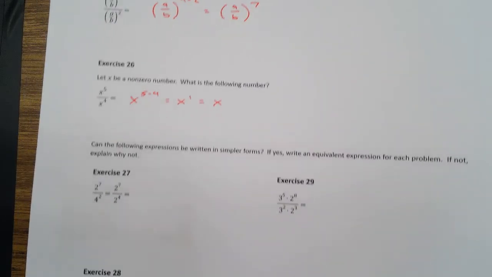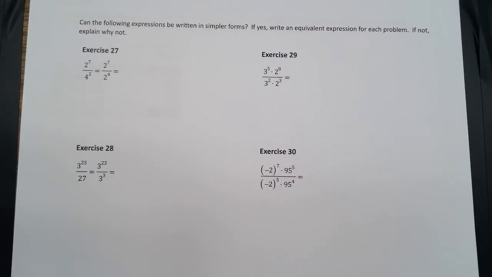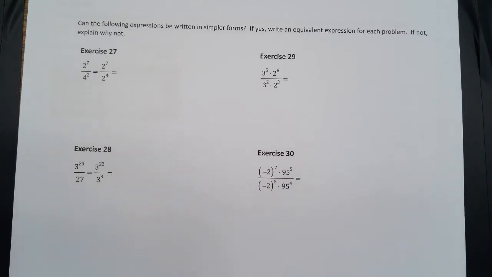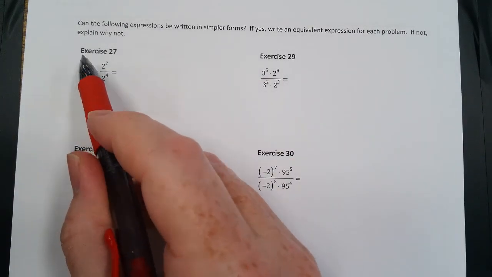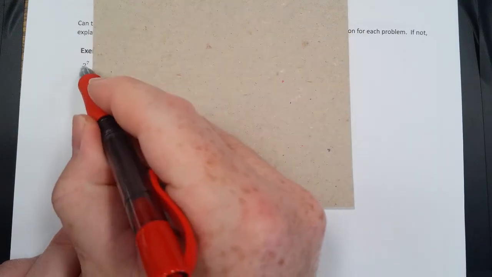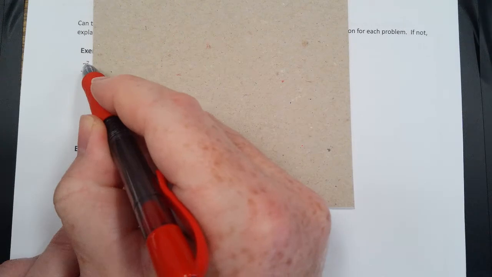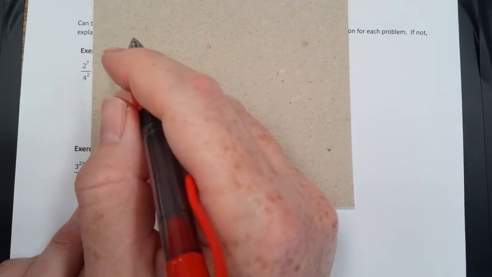Now, the next 4 exercises are a little bit tricky because they are showing you how to combine bases that don't look the same at first. Like in exercise 27, 2 to the 7th divided by 4 squared. The first thing you're going to say is, Mr. Baylor, those are different bases. You said the bases have to be the same to use our rule. I did. The bases have to be the same.